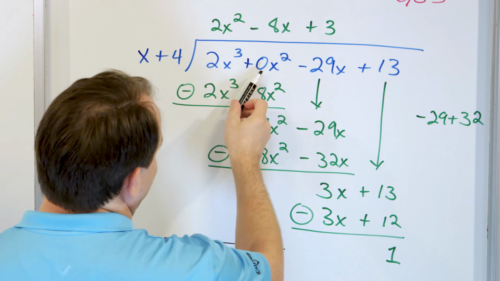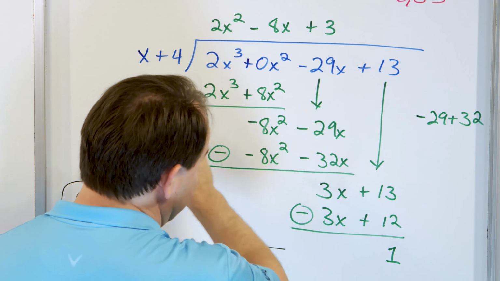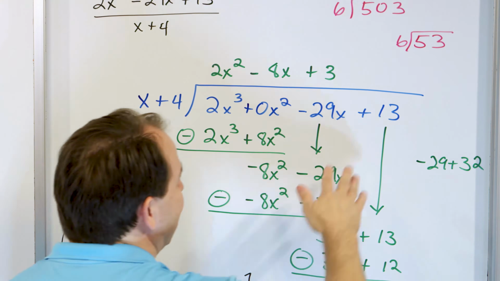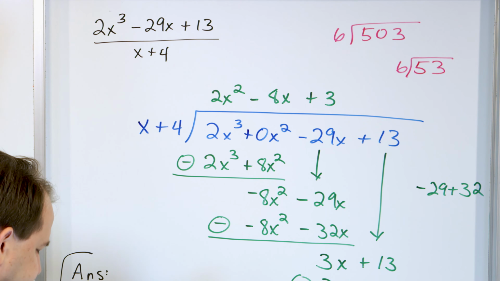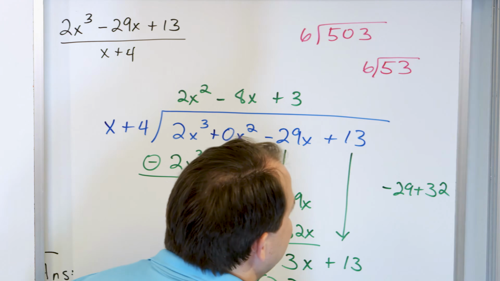And I guarantee you, if you don't put the 0 in here and go through this process, it's going to be completely wrong. It would be kind of like dividing 53 instead of 503 and expecting to get the right answer. All right, great. Now we have one more.